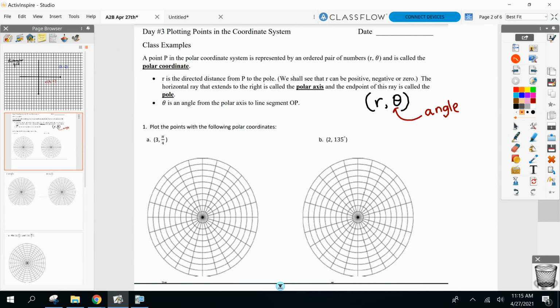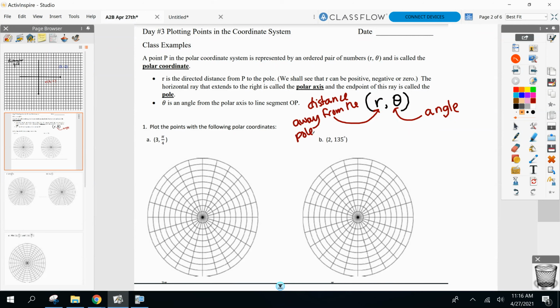All right, we're good. So theta is your angle, and then there'll be a number in here for R. Now, this is the new stuff. What's in for R? That's the distance away from the pole. And that just brings up a new question. What the heck is the pole?